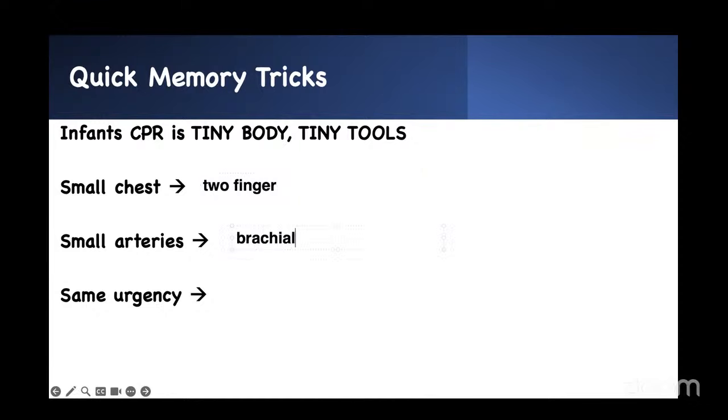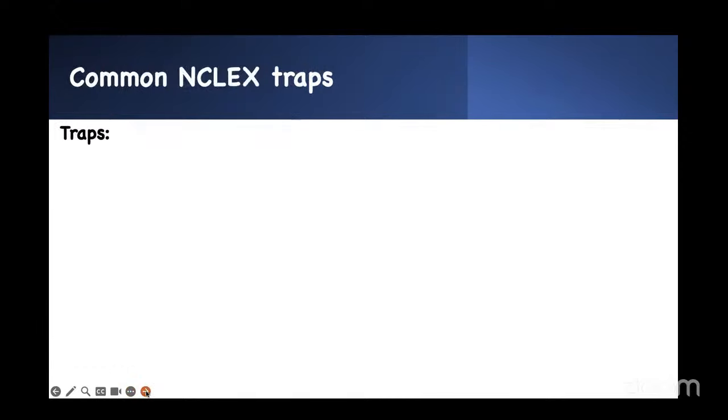And the same urgency. That means the same situation. Therefore, the compression rate is still what? The same, 100 to 120 per minute. That's the memory trick. Small body, small arteries. Don't put your hand on them. Just use your fingers, and then you get these questions right. And then we'll practice some questions, and you can see what I mean by that.